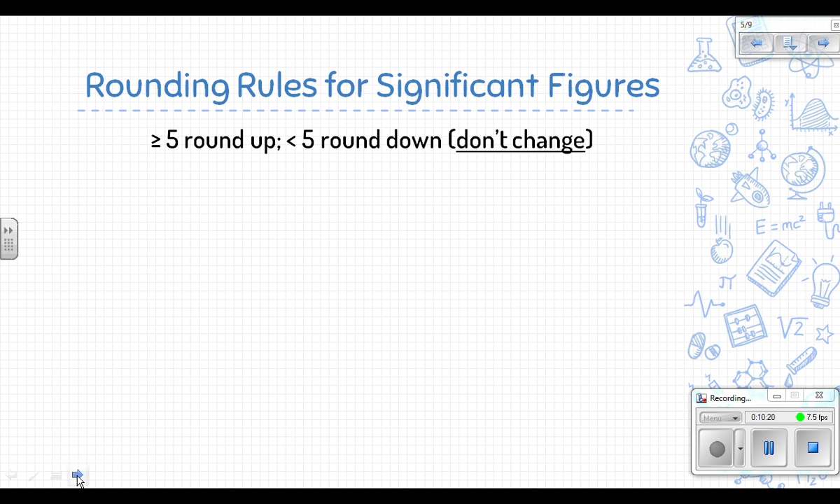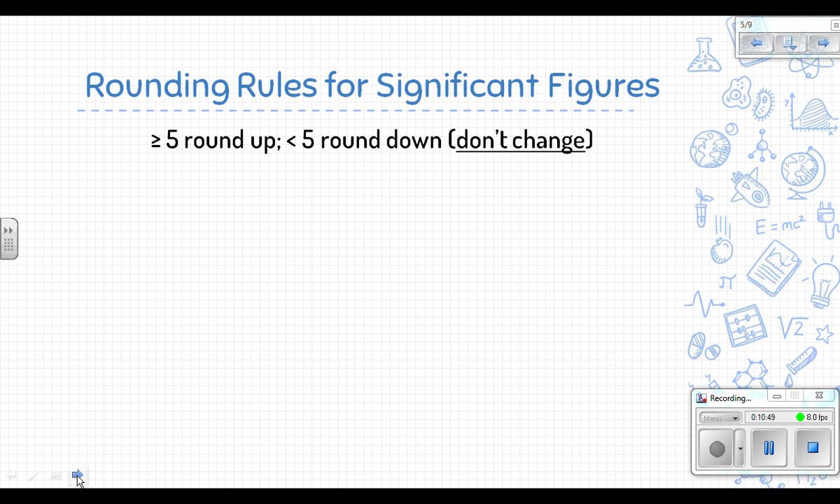Okay, so rounding rules for significant figures. If the number is greater than or equal to 5, then the number rounds up from that spot. If the number is less than 5, and on your notes you need to get rid of that equal sign underneath the less than 5, it's going to round down, meaning you're not going to change the number. You're just going to keep it what it is.